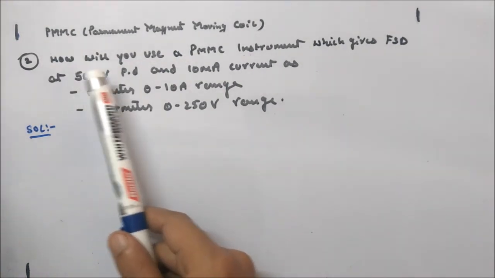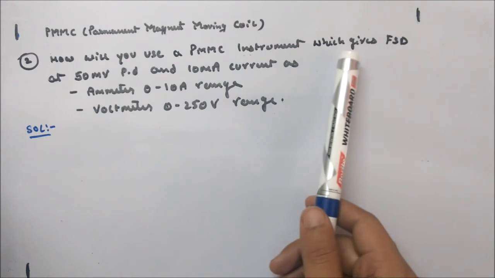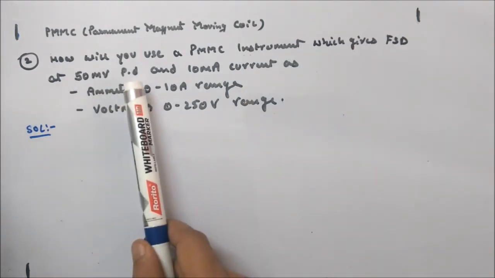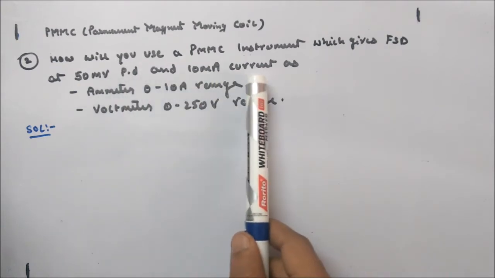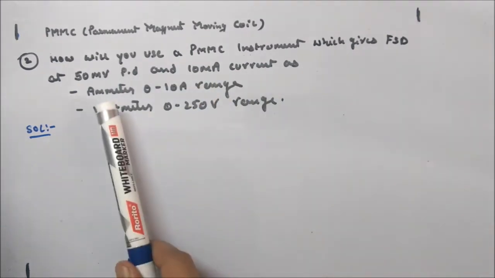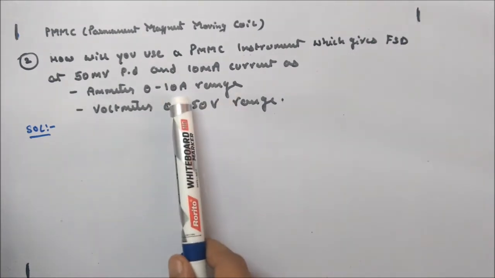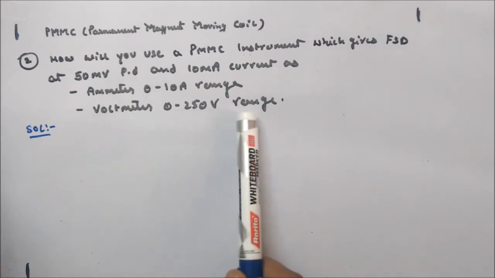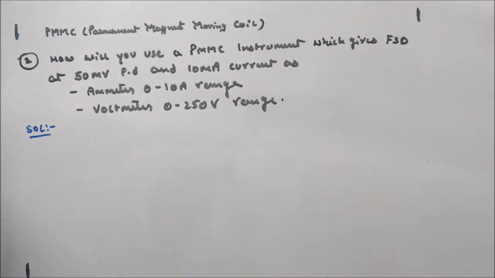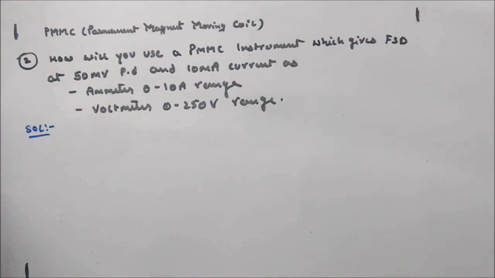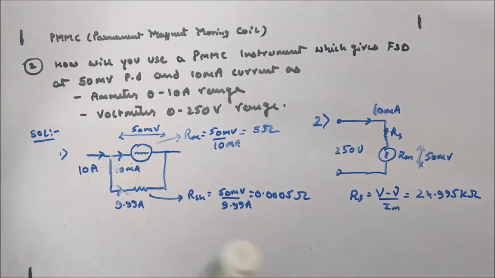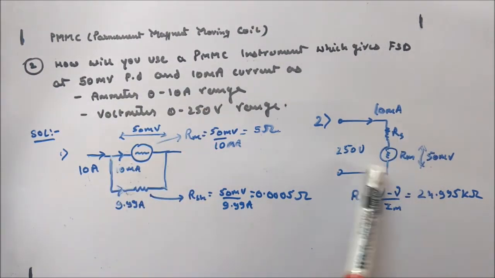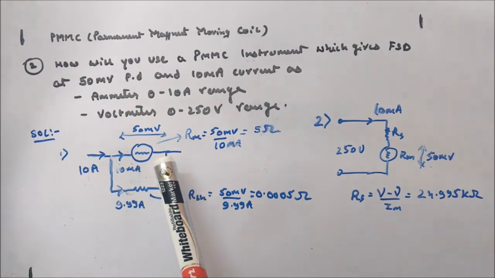It is given: how will you use a PMMC instrument which gives full scale deflection at 50 millivolt potential difference and 10 milliampere current, when it is used as an ammeter of range 0 to 10 ampere, and second, when it is used as a voltmeter of range 0 to 250 volt. So the configuration for ammeter and voltmeter will be like this. Okay, so the ammeter you can see here.